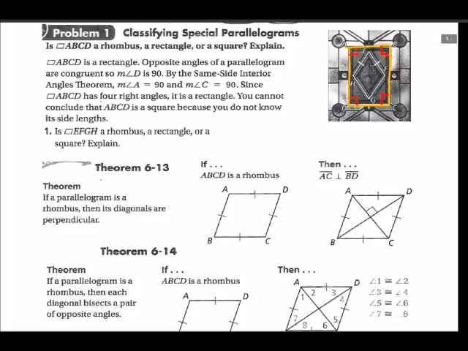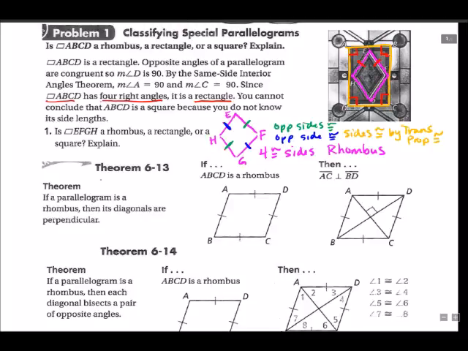So I have a parallelogram with 4 right angles. Can we do anything more with it? We don't have any knowledge about sides or anything. So it looks like all we've got is a rectangle. A parallelogram with 4 right angles is a rectangle. Looks like it's your turn now. Go ahead and pause the video and do problem number 1.